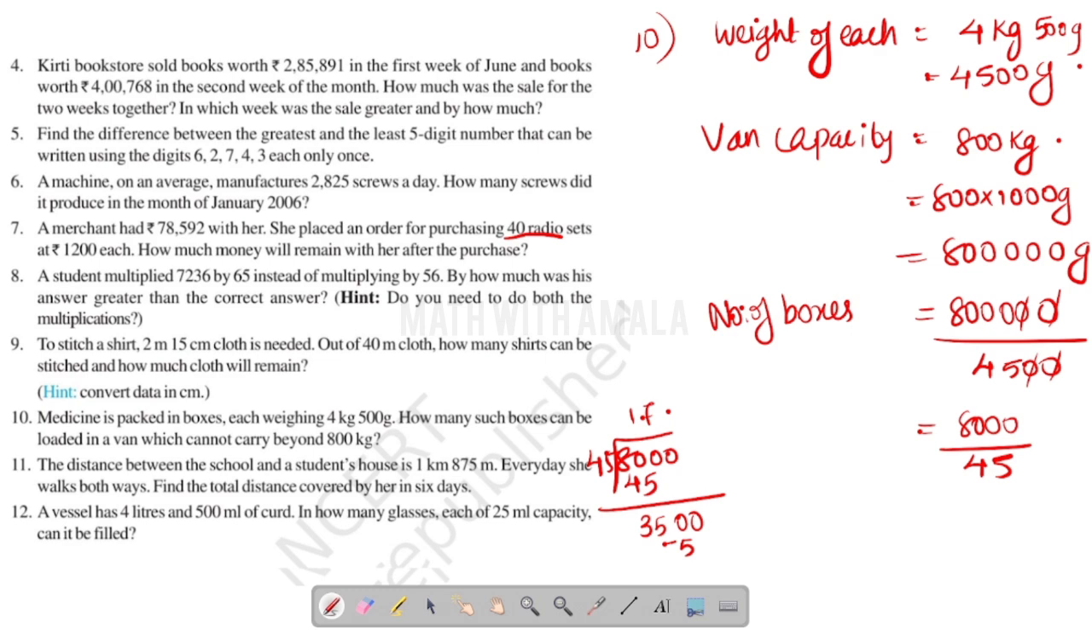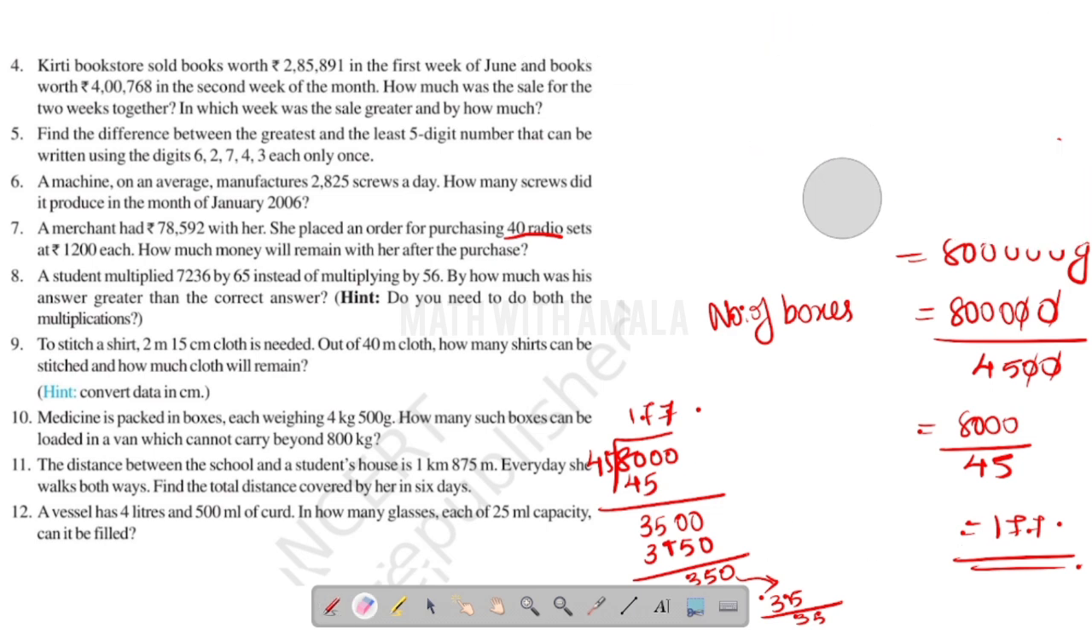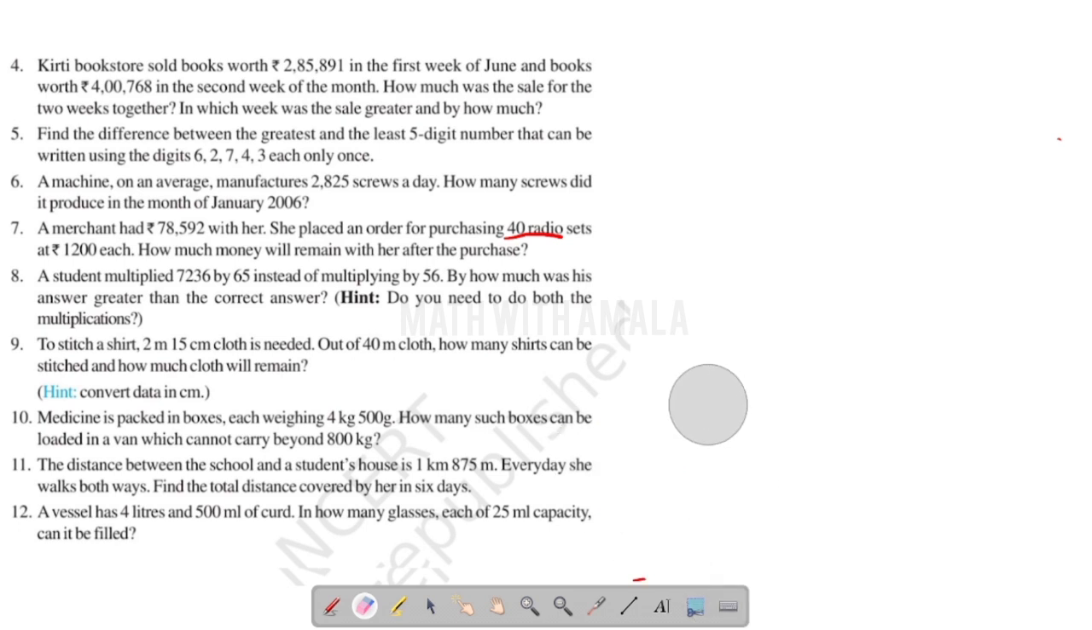Let's write 7 into 45 is 3150. Now we can subtract that. Then you will get 350. Then again the 7 comes, 315, 35. So it continues, 177.777. We need a whole number, so we are taking 177. Since it is a number of boxes, we cannot cut them, so we have to take it as a whole. So that is 177 boxes.